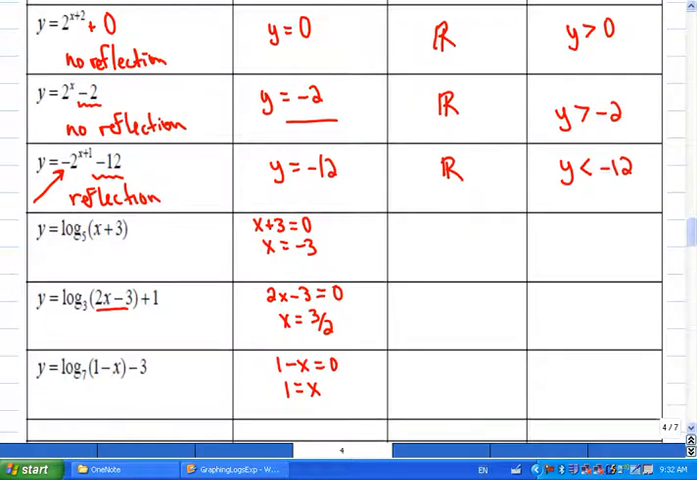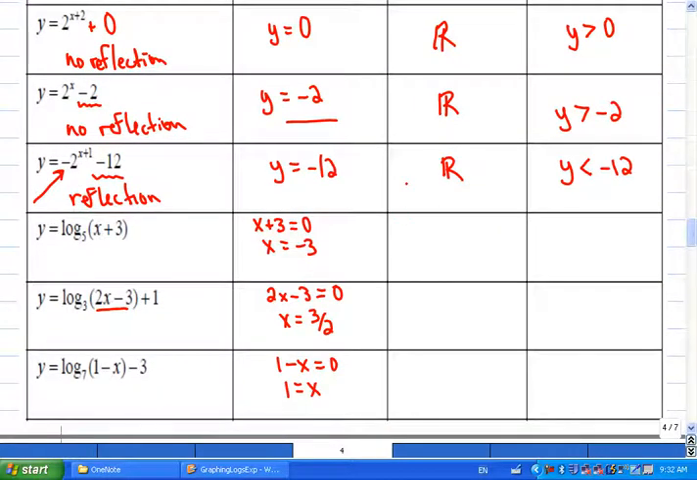Okay. The domain, again, this is dealing with the boundaries that occur. We want to make sure x plus 3 is greater than 0. So that means x would have to be greater than negative 3. And 2x minus 3 would have to be greater than 0. So 2x would be greater than 3, and x would be greater than 3 halves.